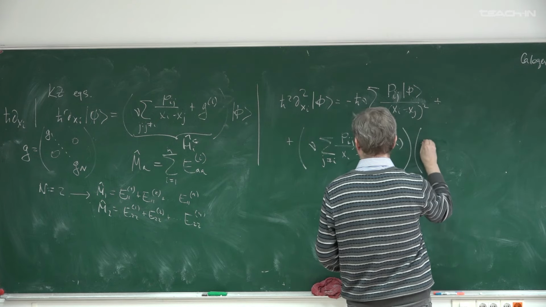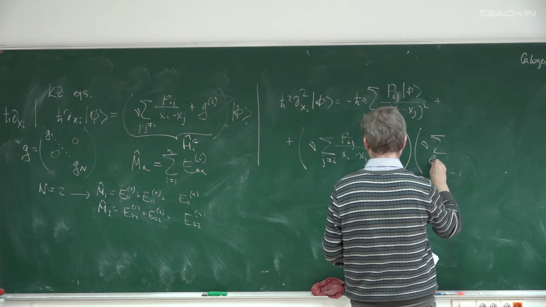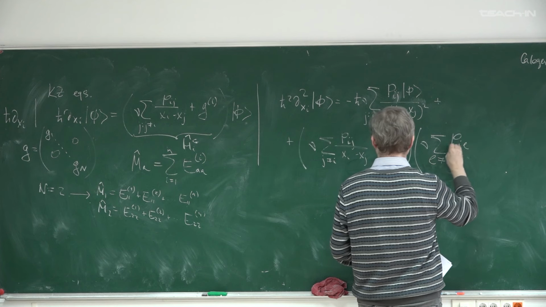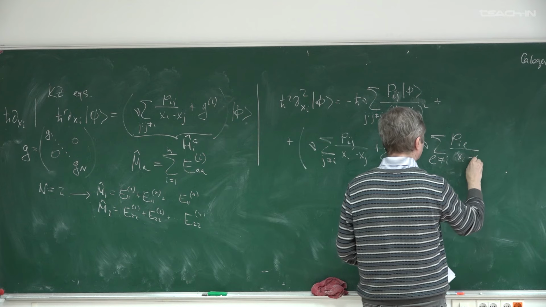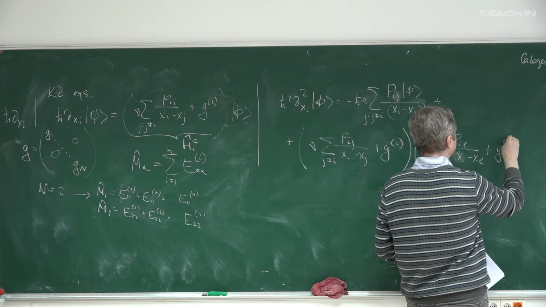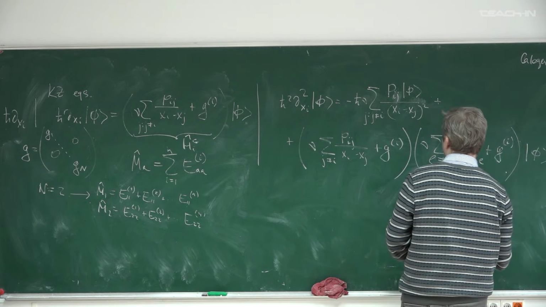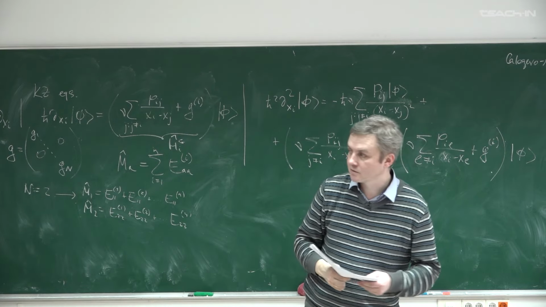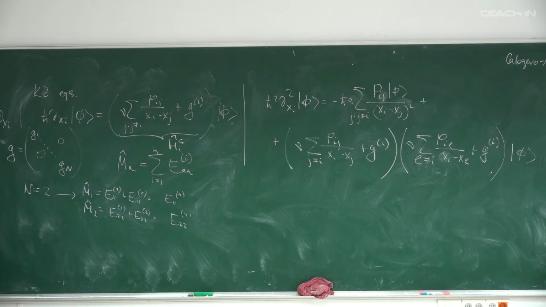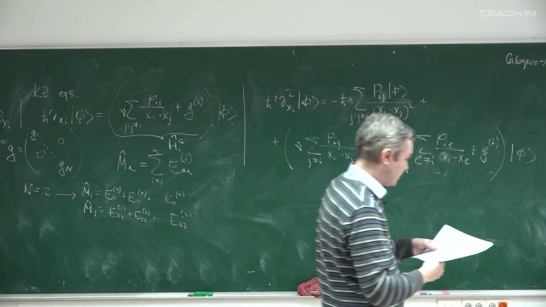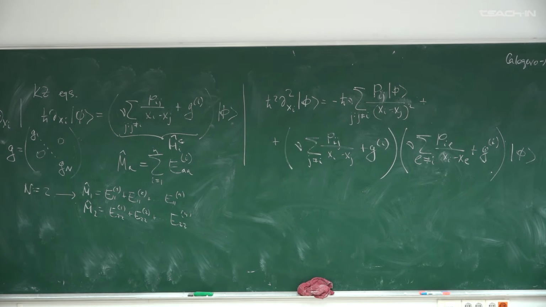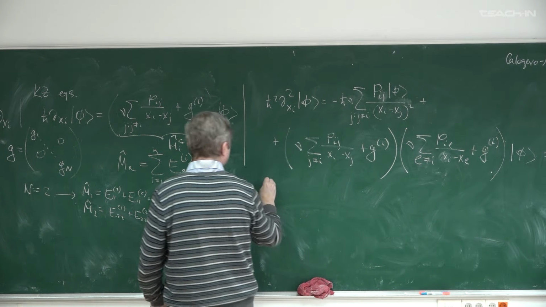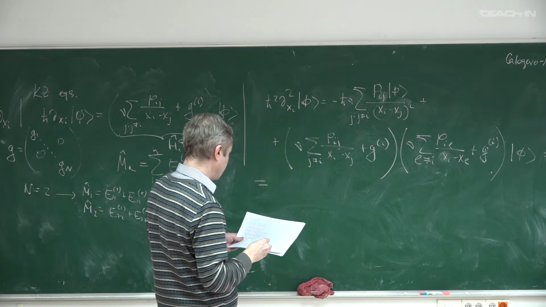It should be like mu over, say, L is not equal to I, P I L divided by Xi minus X L plus J I. So this is what we have from the right hand side. And we can simplify this expression. So we have not too lot of time, but let us write some more simplifications, and then I show you the main idea.